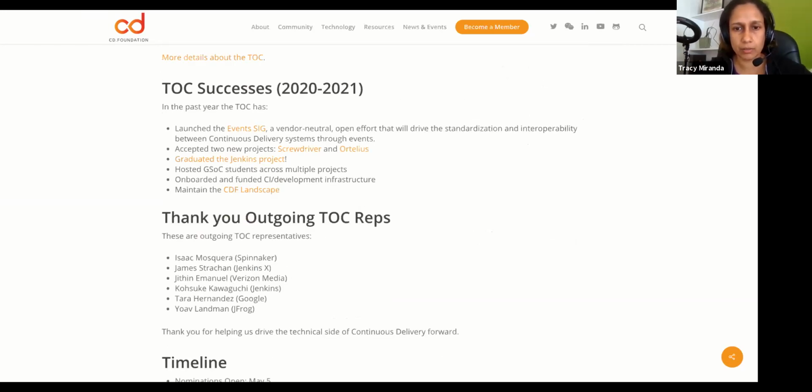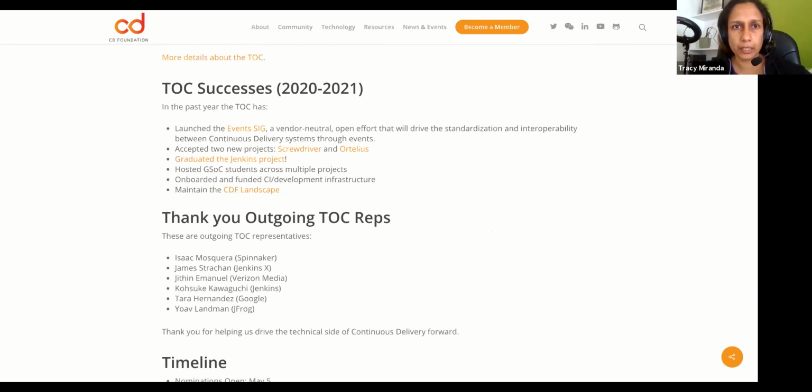So just to be clear, there's two separate types of seats we're looking for at the moment. There's the seats the project reps are running for, which are four seats, with candidates put forward by the projects and voted on by the wider CDF community. And then these two general seats, which can be nominated by anyone and are chosen by the governing board.